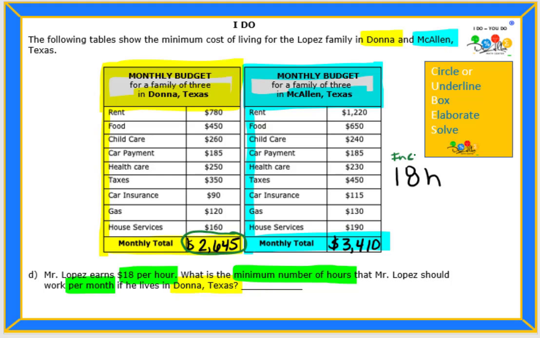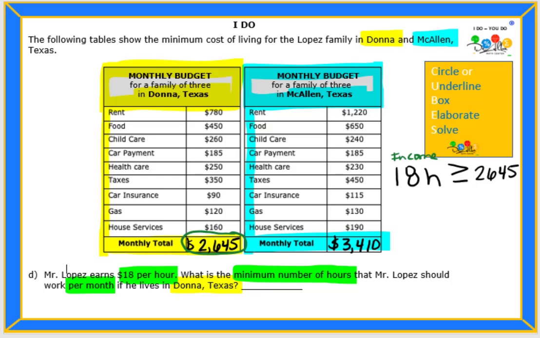Okay, so again, let me label that. That is his income. We need his income to be greater than or equal to 2,645 if he's going to live in Donna, because that is the least amount. If he works however many hours he works and he gets exactly $2,645, then he will have met his budget or his expenses. If he earns more than that with the number of hours that he works times 18, then that will be even better, right? Because he will have enough to cover his budget and have a little bit extra left over.